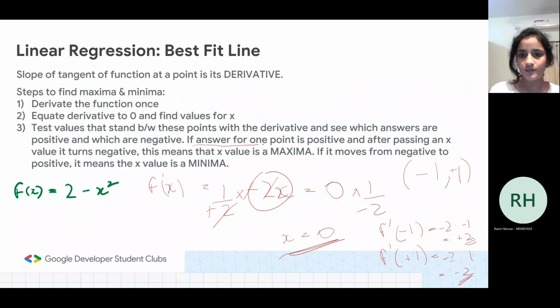If the answer for one point is positive, and after passing the x value it turns negative, this means that x value is a maxima. What does that mean? We saw that one is minus 2, one is plus 2, right? So let me show you graphically. Let me use the same kind of function again, like this.